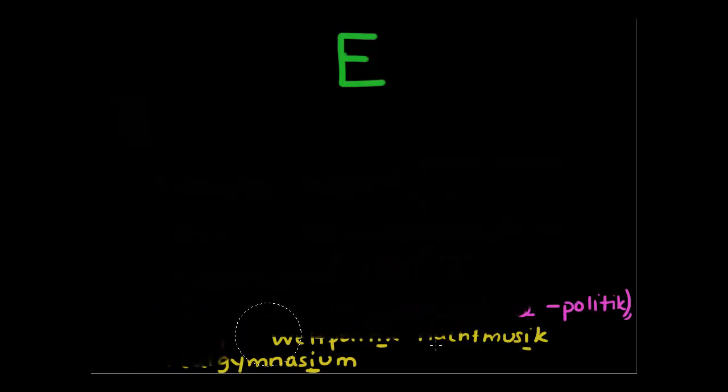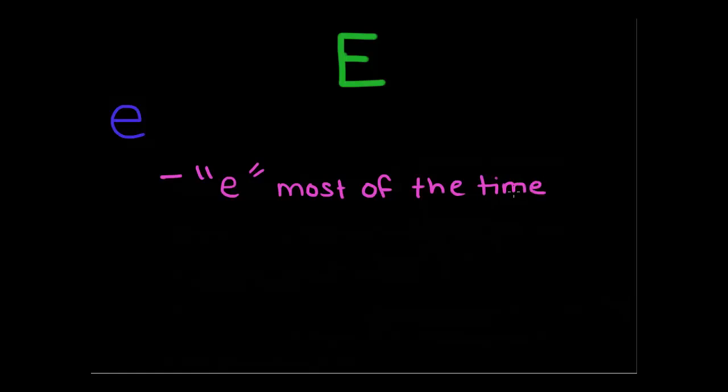Now we have short E, pronounced eh. This is written as just an E, and again, it's going to simply be E most of the time. The only problem we might run into with this sound is the umlauts, because it could be an A if the A has an umlaut. So it could be A if it's with an umlaut.